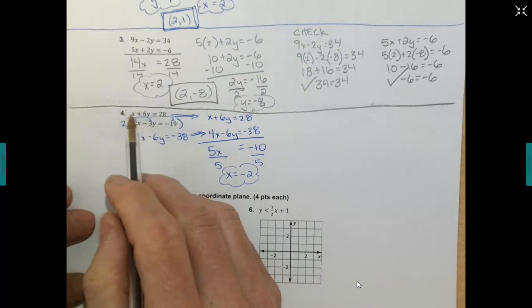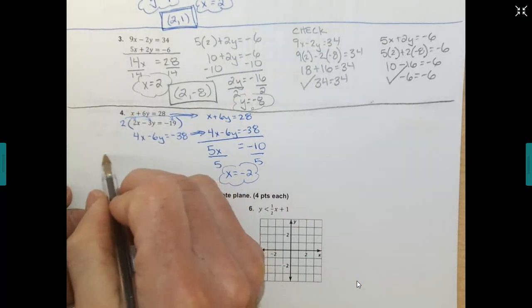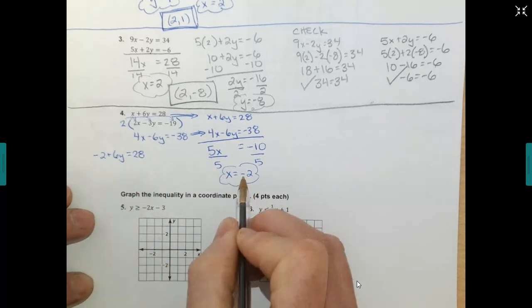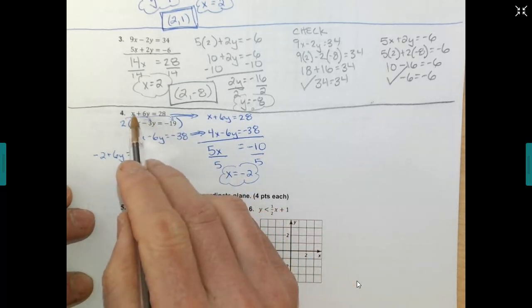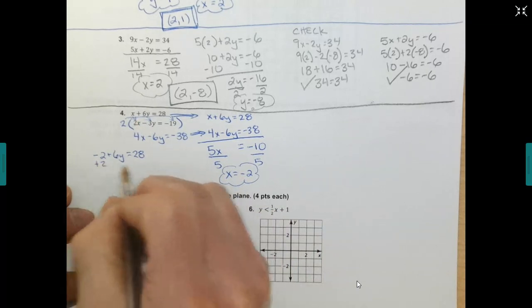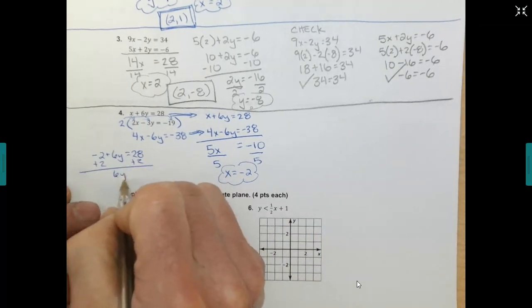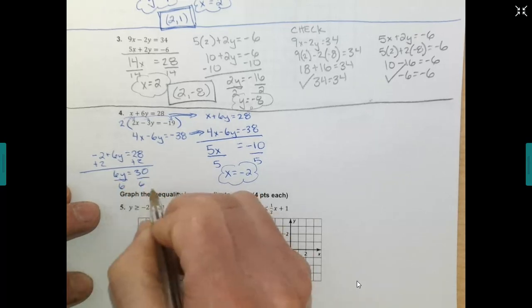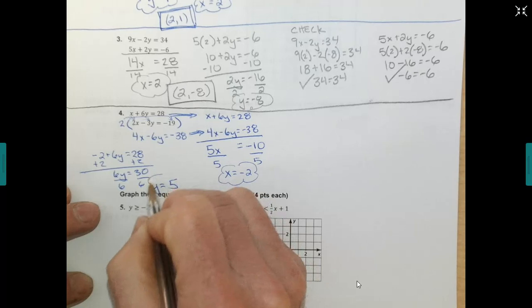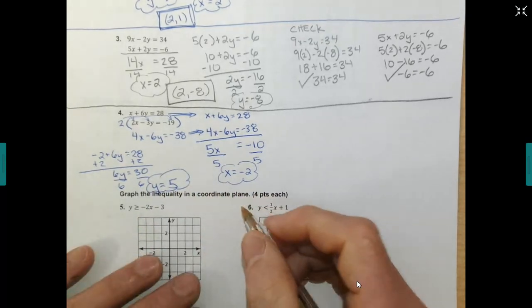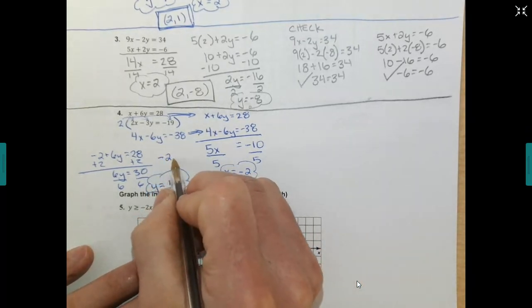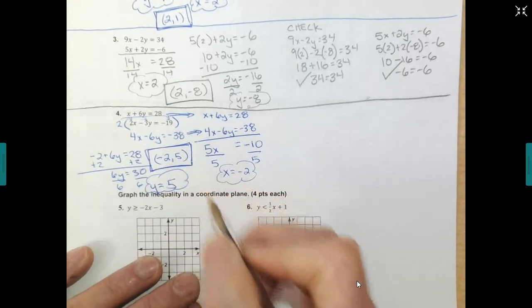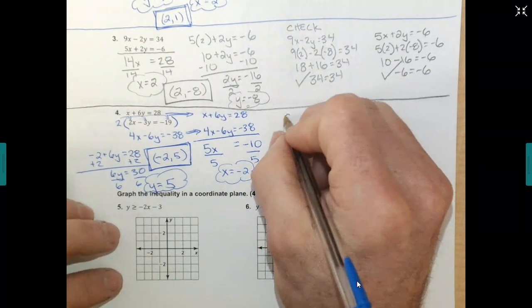So now I plug that back in. I'm going to plug it in here. So I have negative 2 plus 6y equals 28, because my x value is negative 2, so I just plug that in for my x value. Plus 2, 6y equals 30. Divided by 6, I have y equals 5. So what I think is my answer is negative 2, 5. But I am going to check to see.